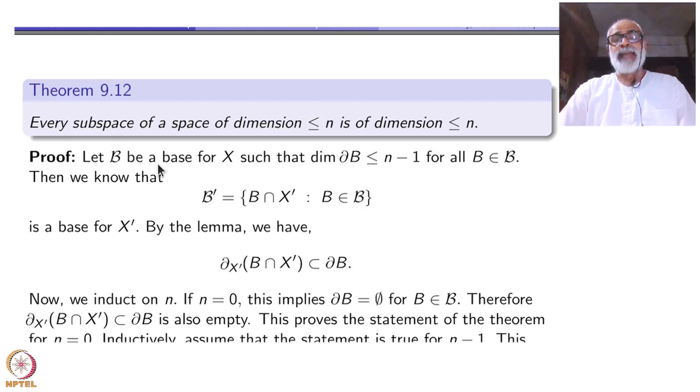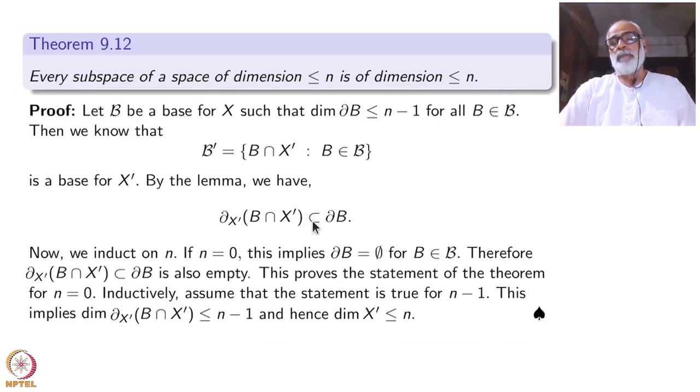Start with a base for X such that the dimension of the boundary of each member is less than or equal to n minus 1. That is the definition of dimension being less than or equal to n. Then we know that if you take B prime, namely B intersection X prime, as B varies over the base, that family is a base for X prime because of the subspace topology. By the lemma, we have the boundary of B intersection X prime inside X prime is contained inside the boundary of B. Now we induct on n. If n is 0, this implies the boundary of B is empty for each B inside the base, therefore this is also empty. So this proves the theorem for n equal to 0.